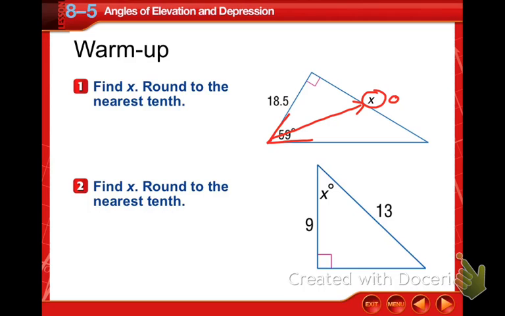So the 18.5 is going to be our adjacent, and it is the one that makes the angle with the hypotenuse, so that is correct. It is our adjacent. And we have our angle of 59 degrees, so we have our opposite and our adjacent, so we need to figure out, are we using sine, cosine, or tangent? And tangent has the O and the A, so tangent is the winner here.